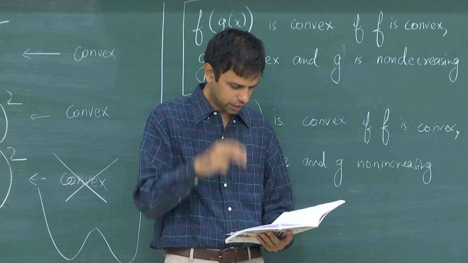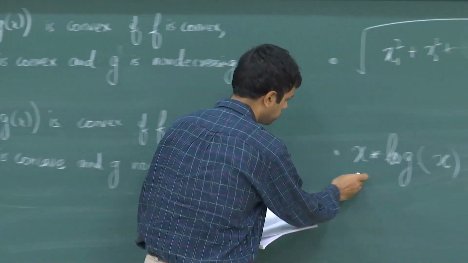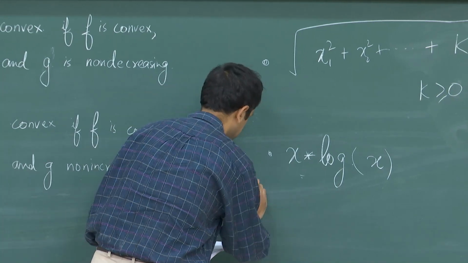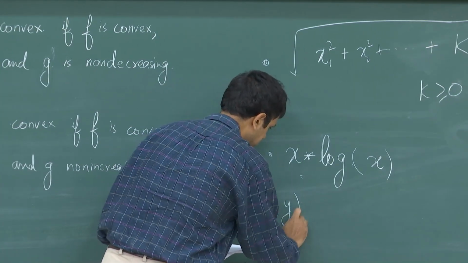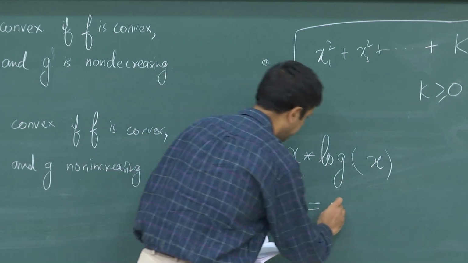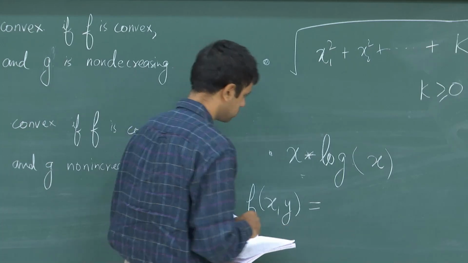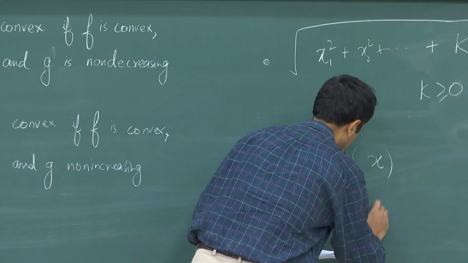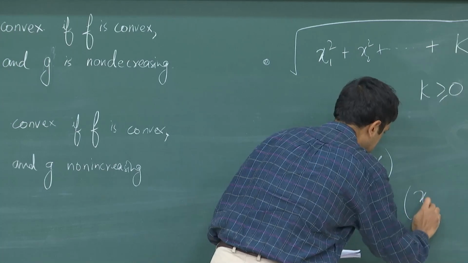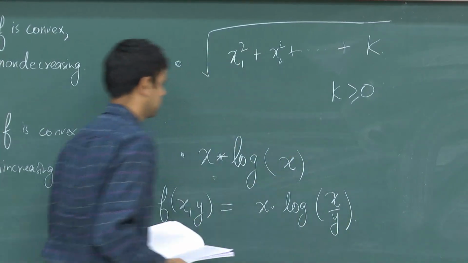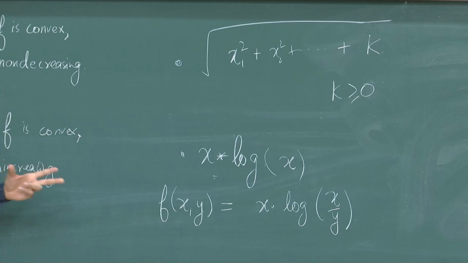Okay. What about this related function to entropy? f of this is a function in two variables, x times log of x upon y. Who can tell me whether this is a convex function or not? This we have already done in some ways.